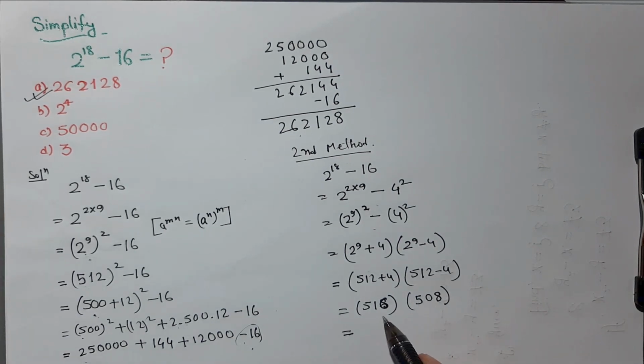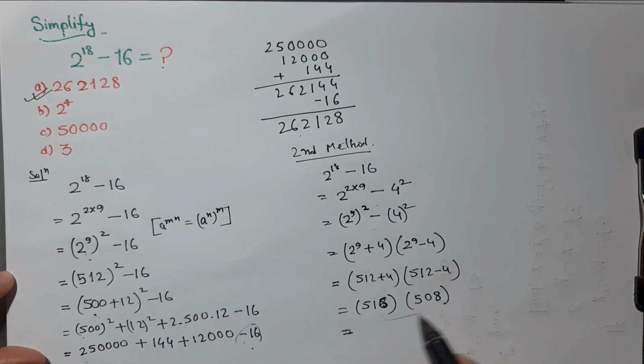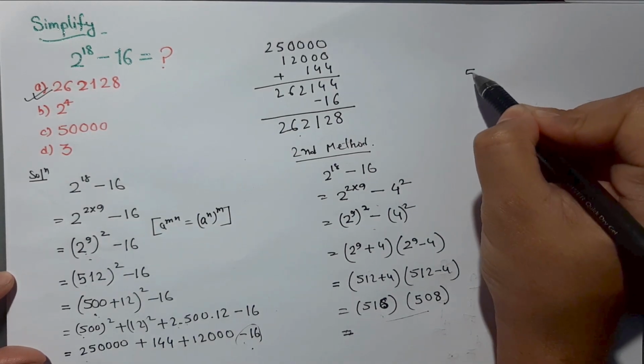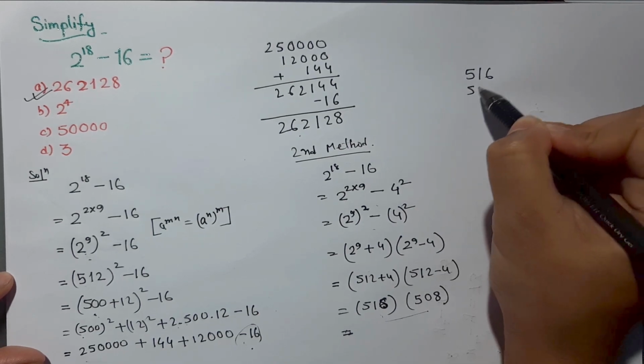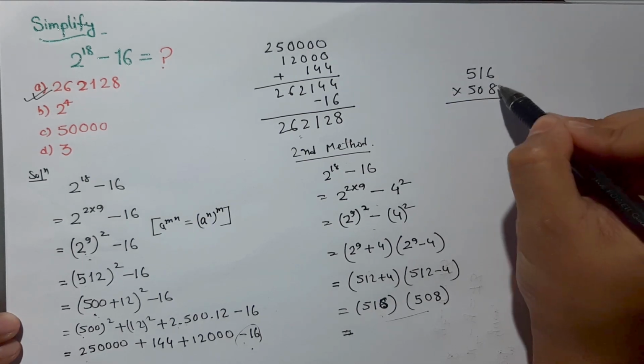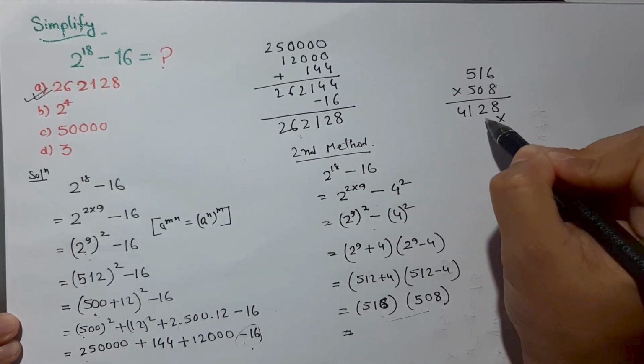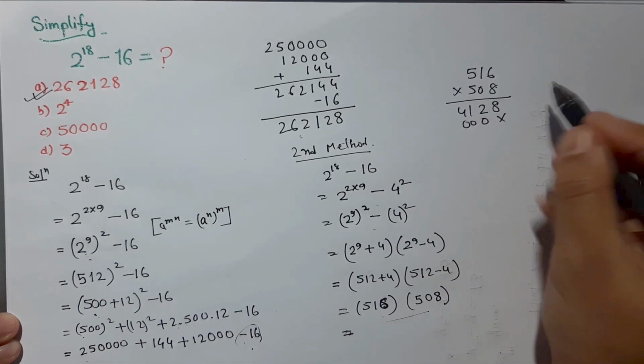After this you can either multiply these two, or you can do 500 plus 16, 500 plus 8, and then multiply. But let's multiply directly, 516 into 508, and let's see if we get the same answer.